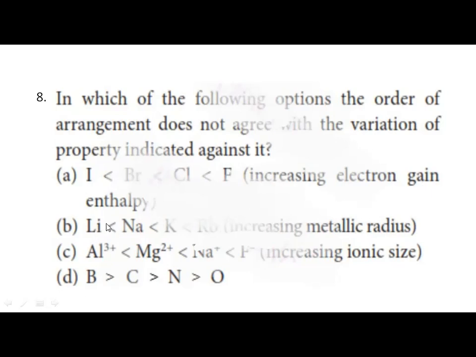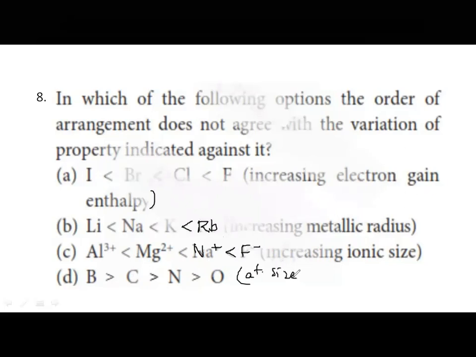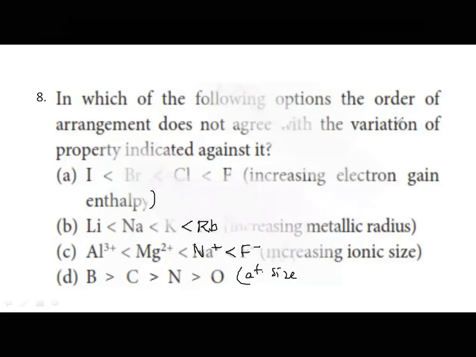Lithium, here metallic character. The metallic character of lithium is less than sodium, it is less than potassium, it is less than rubidium. Okay, I will write here. Then increasing ionic size. Al plus 3 has smaller ionic size than Mg plus 2, which is having smaller ionic size than Na plus, which is having smaller ionic size than F minus. Then option D, boron atomic size is greater than carbon, which is greater than nitrogen, which is greater than oxygen. That is atomic size. So which is not correctly matched?